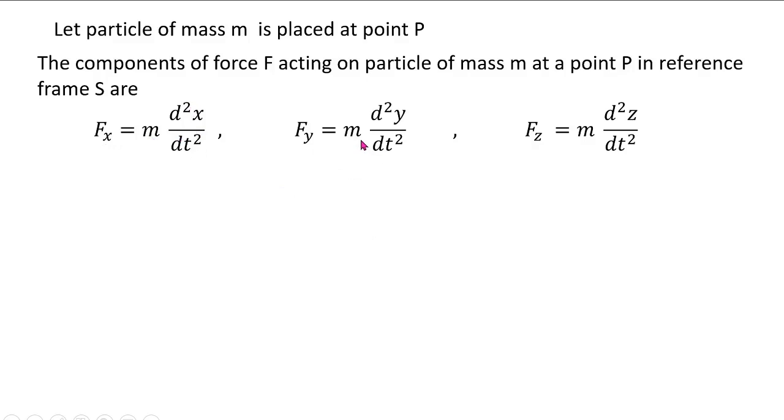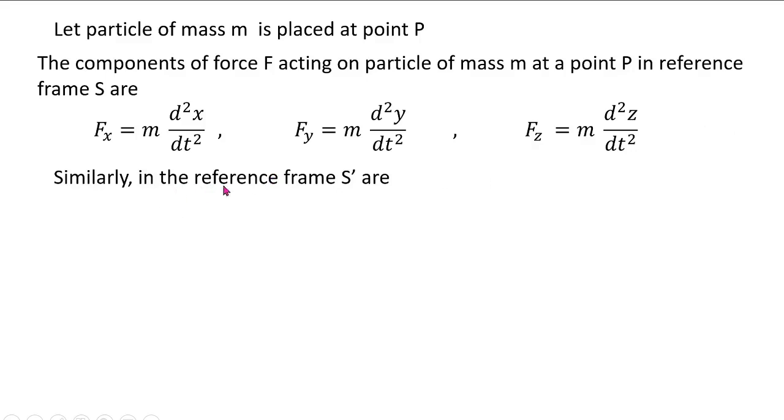Therefore, the x component is Fx is equal to m into d square x upon dt square. The y component is Fy equal to m into d square y upon dt square, the y component of acceleration. Fz is equal to m into d square z upon dt square. These are the components of the force on mass m at point P as per the S frame of reference.